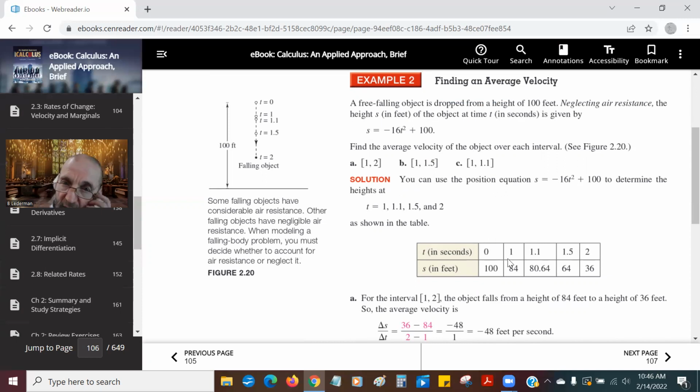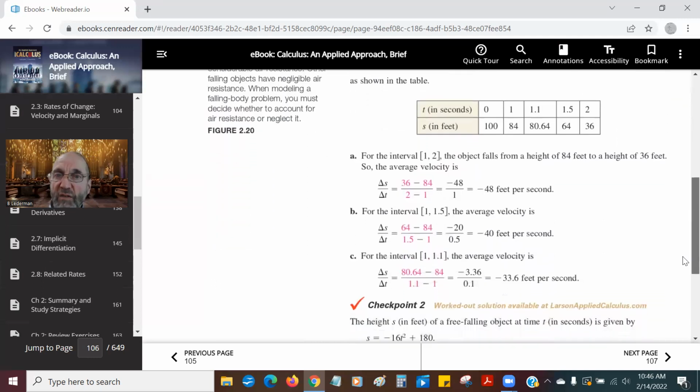Anyway, after 1 second, it's 84. And again, you just plug 1 into this formula. So it's 100 minus 16, which is 84. At 1.1 seconds, it's 80.64. And again, just plug that into this formula. Then 1.5 and 2. Now it's going down, down, down, which makes sense because it's dropping. So now that we have all these numbers in this table, now we can get all our values.